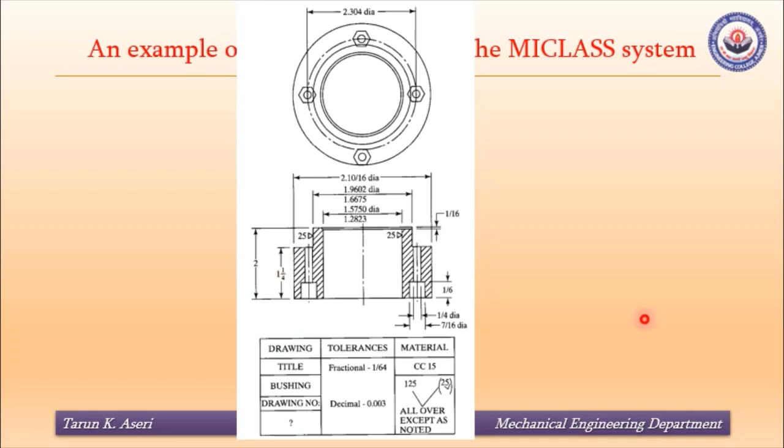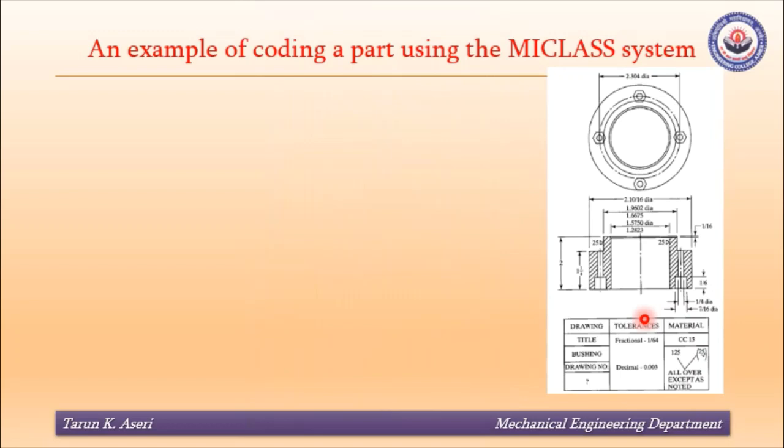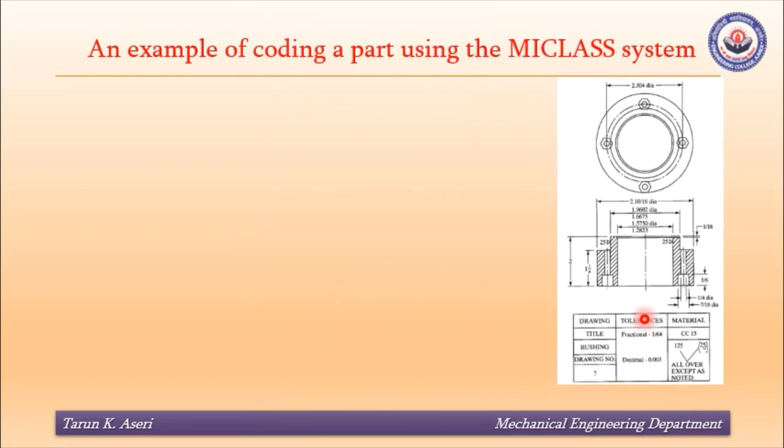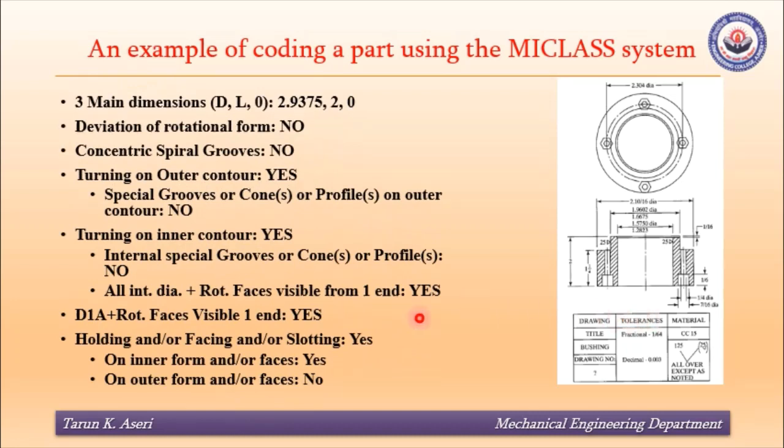So how would this part be designated by a computer for a particular code? The computer will ask for dimensions first, the three main dimensions. Then the user will enter the dimensions. Then the computer will ask further questions, and the user will have to answer in a yes or no manner.